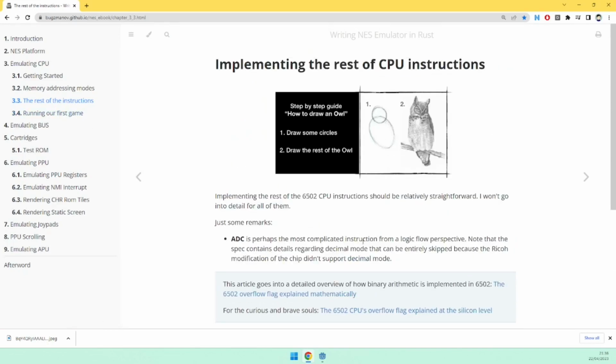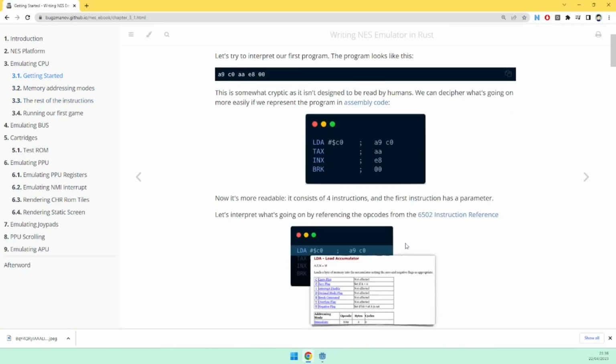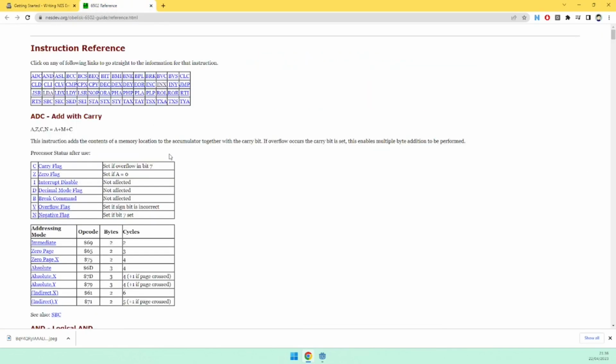So, here goes nothing. The first thing I want to do is get my reference page, and let's start from the top to the bottom. So the first one we are implementing is add with carry.